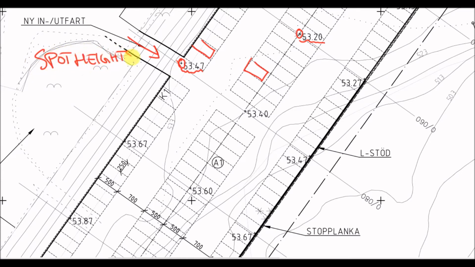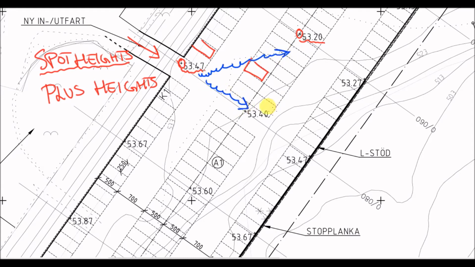And this is to signify that these are absolute levels. Sometimes I might refer to them as plus heights, for the simple reason that there's a plus sign in front of them. So this spot height is higher than this spot height. And if we would drop a drop of water here, virtually on the drawing or in the actual parking lot, it would flow like this. It flows to the lower part. So this is just to signify that this part is higher than that.